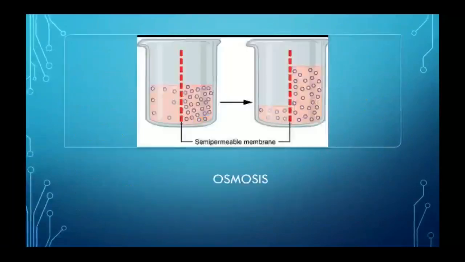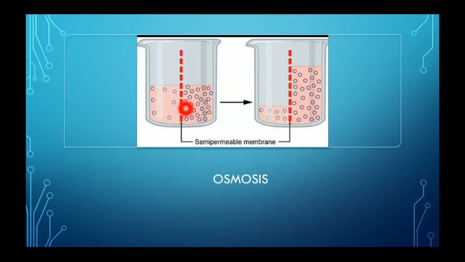Here you can see this picture. You have to take a beaker, and in the middle you have to keep a semi-permeable membrane. On one side you have to keep water, and on the second side you have to keep sugar solution.